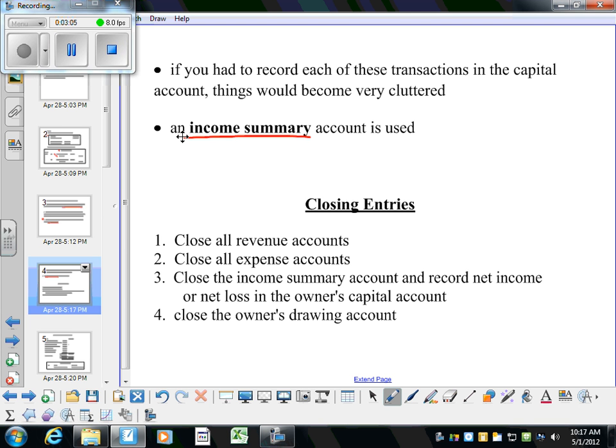There's 4 very important steps to closing entries. Close all your revenue accounts first, and then I want you to post to the ledgers. Close your expense accounts and post. Close your income summary and post. Close your owner's drawing account and post. And I'll show you what that means.